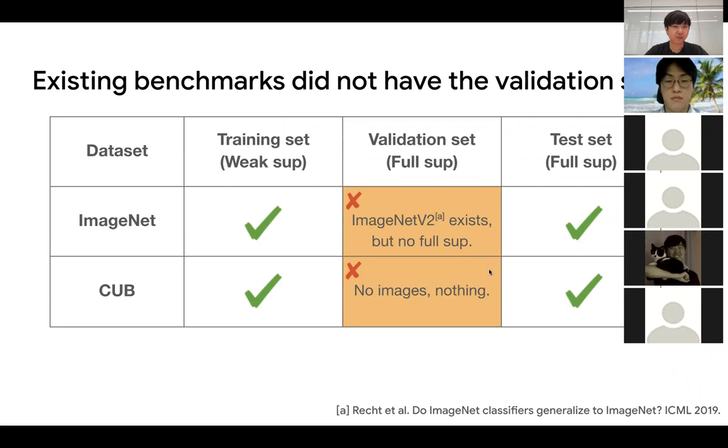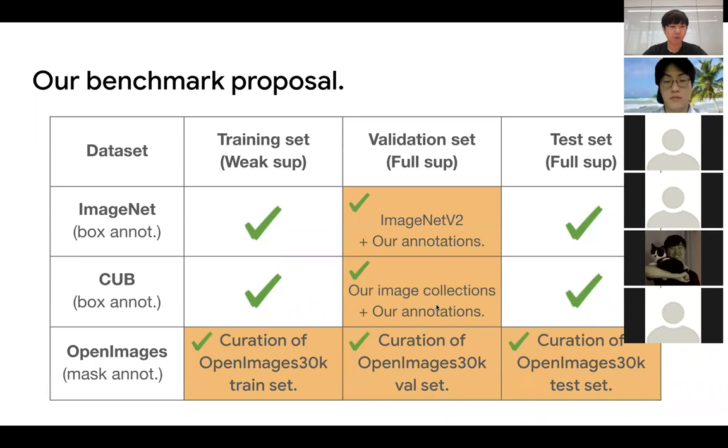Unfortunately, these two popular datasets for WSOL do not provide an explicit validation set. For example, the test split of the ImageNet dataset is not available now. The CUB dataset does not provide any validation set. There is nothing. Hence, we make validation sets on our own. For ImageNet, we use ImageNetV2 as our validation set. Unfortunately, ImageNetV2 does not provide localization annotations, so we manually collect them. For the CUB dataset, there are no extra images, so we crawl bird images from Flickr and then annotate them.